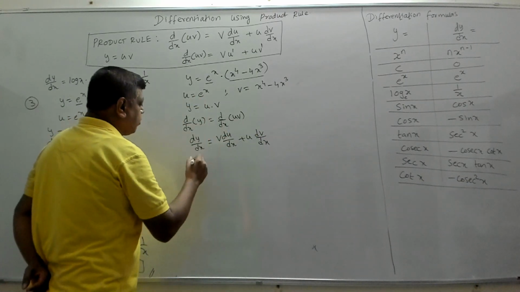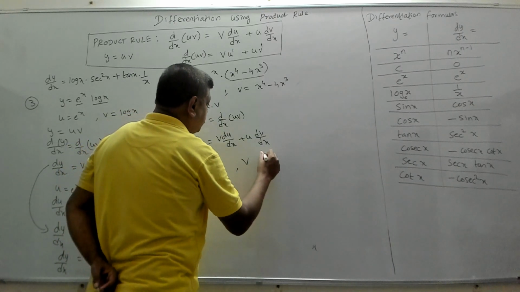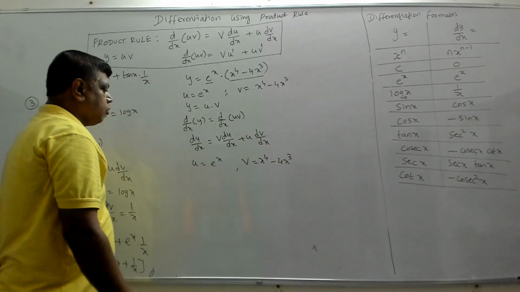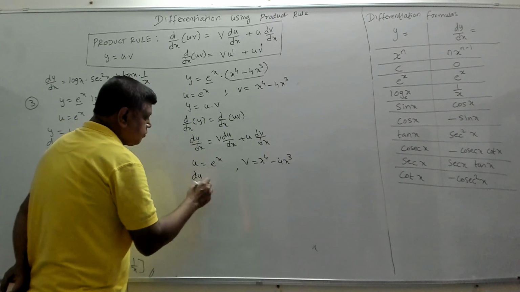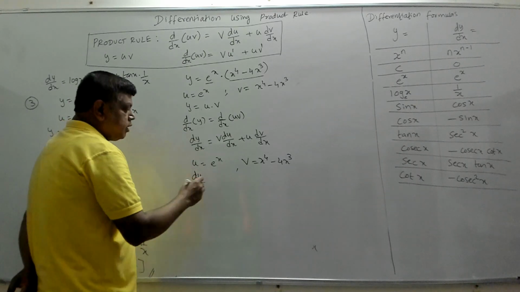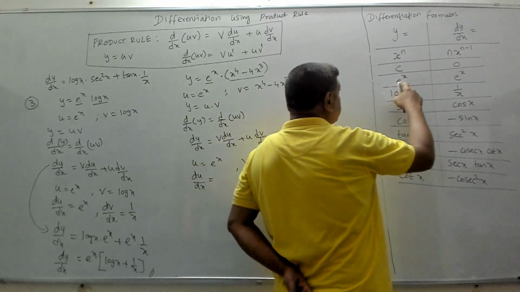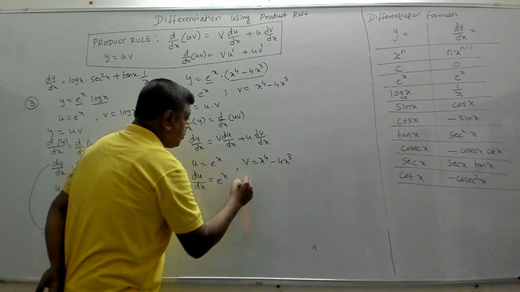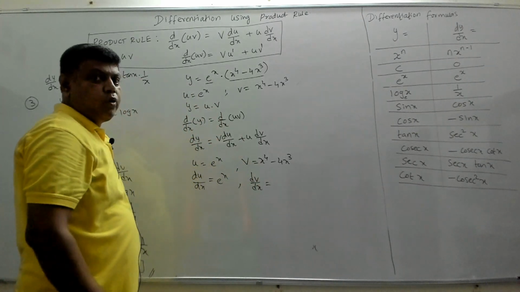Let's take u again. What is u? E power x. What is v? X power 4 minus 4x cube. Now what is du by dx? Which means we are differentiating this. If we differentiate u, it is du by dx. Now we are differentiating e power x. Differentiation of e power x is e power x. So du by dx is e power x. For v, differentiation is dv by dx equal to, now differentiation of x power 4.